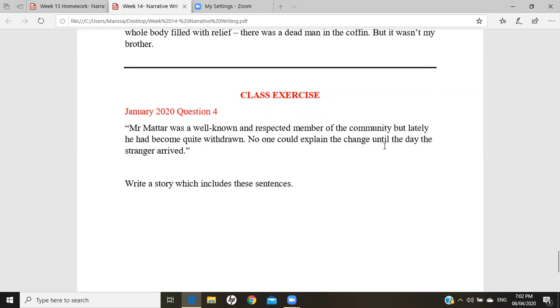No one could explain the change until the day the stranger arrived. Write a story which includes these sentences.